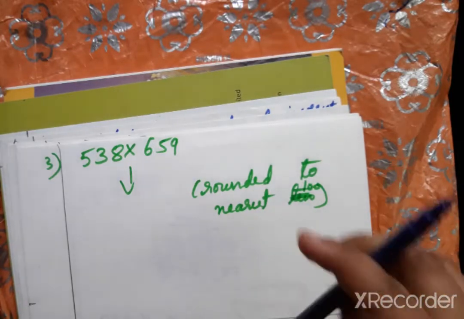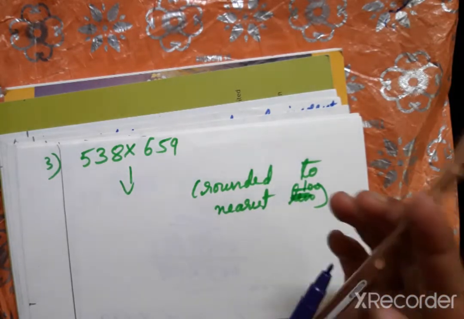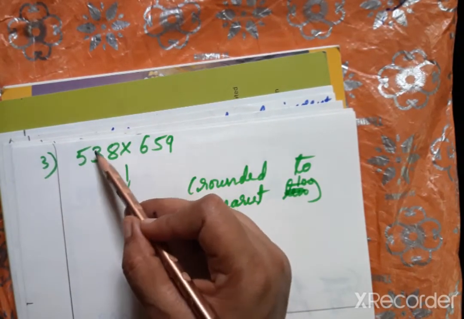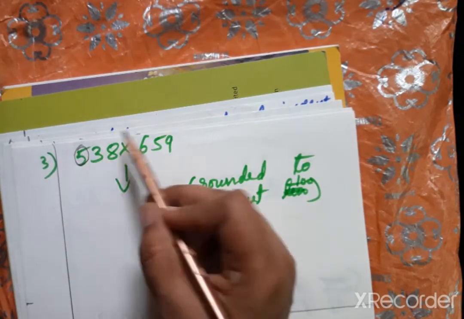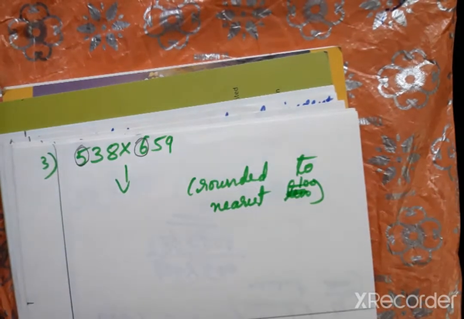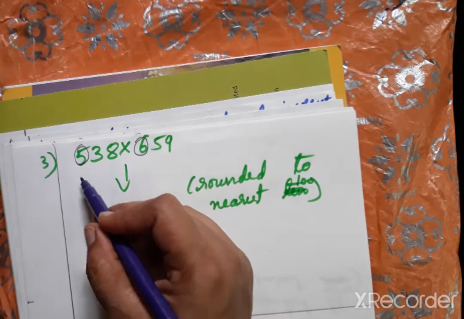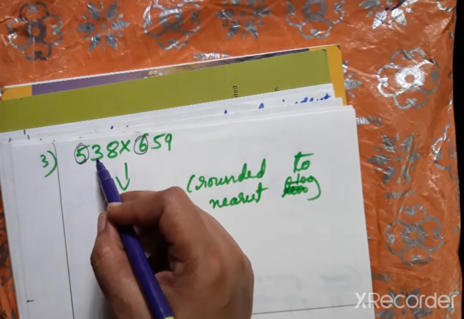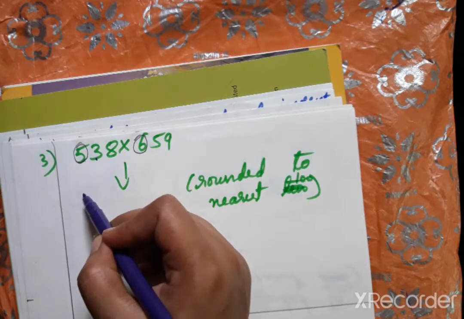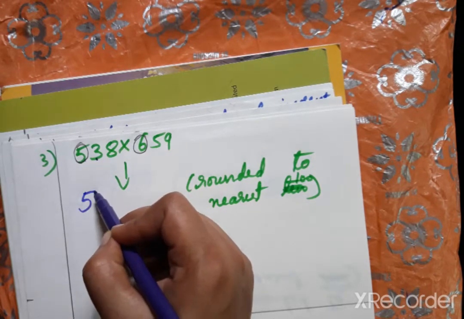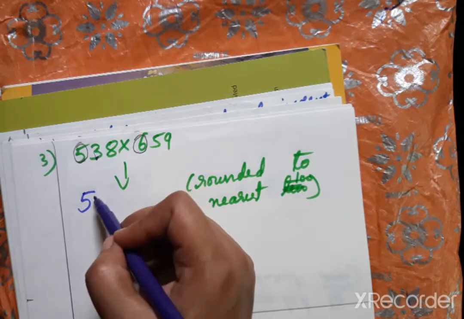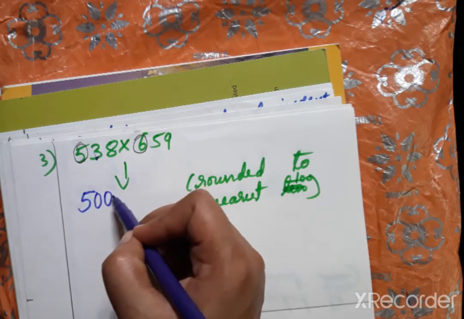Next, third question, children. 538 into 659. We have to round off to the 100 place. 1s, 10s, 100s: 5 in the 100 place. 1s, 10s, 100s: 6 in the 100 place. Now round off the numbers. 5 we are rounding off. Knock on the next door and ask, do you have 5 rupees or greater than 5 rupees? 3 is less than 5. So 5 remains the same as it is. And once the door is knocked, these people become poor. So 3 is now 0 and 8 also now 0.